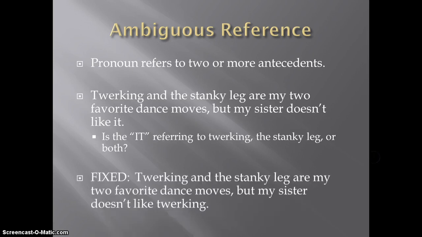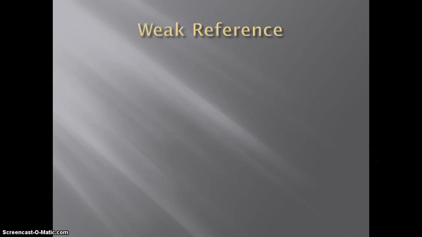It's unclear. So how can we fix that? Twerking and the stanky leg are my two favorite dance moves, but my sister doesn't like twerking. So we're making it more clear, and that's important. So that's an ambiguous reference when you have two or more antecedents that it refers to. What's another example or another problem we can run into?